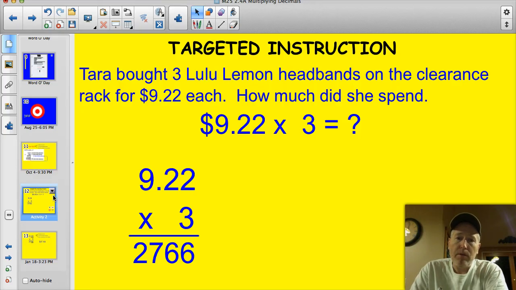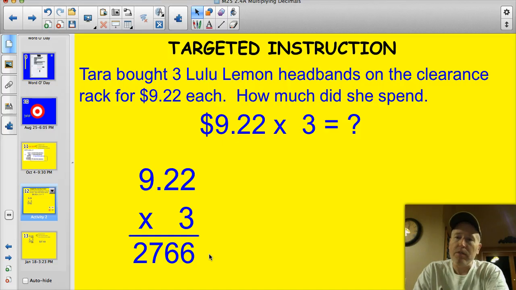Let's start off tonight with a word problem about Tara. Tara bought 3 Lululemon headbands on the clearance rack for $9.22 a piece. How much did she spend? Well, we got $9.22 times 3 equals, we're not sure. So I set it up as a normal problem. I left my decimal in, and I just ignore it. 3 times 2 is 6. 3 times 2 is 6. 3 times 9 is 27. So I have 2766. Yay, I'm done.